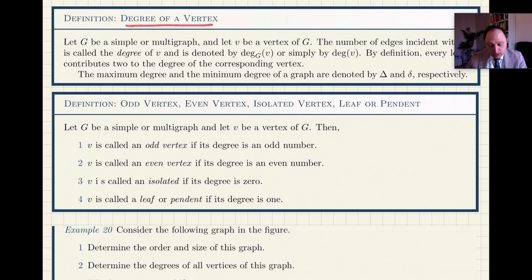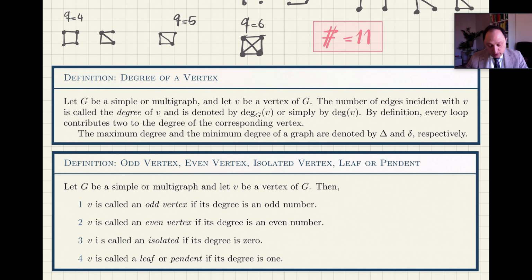Now we talk about the degree of a vertex. Let G be a simple graph or multigraph, it doesn't matter, and let V be a vertex of G. The number of edges incident with V is called the degree of V, and is denoted by this symbol. If there is no confusion, I simply write degree of V. By definition, every loop, this is important, contributes 2 to the degree of the corresponding vertex. The maximum degree and the minimum degree of a graph are denoted by capital delta and small delta respectively.